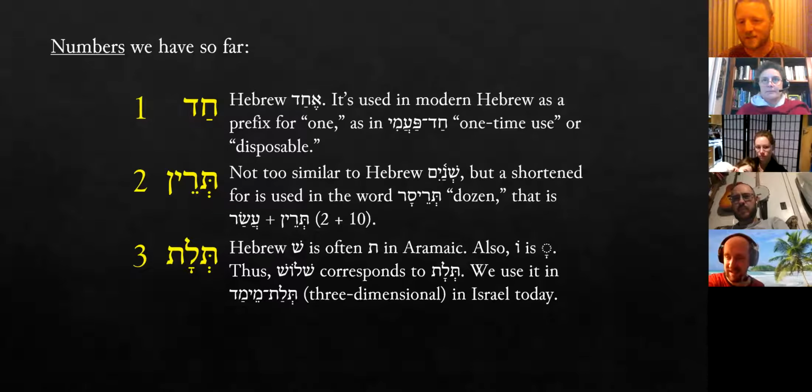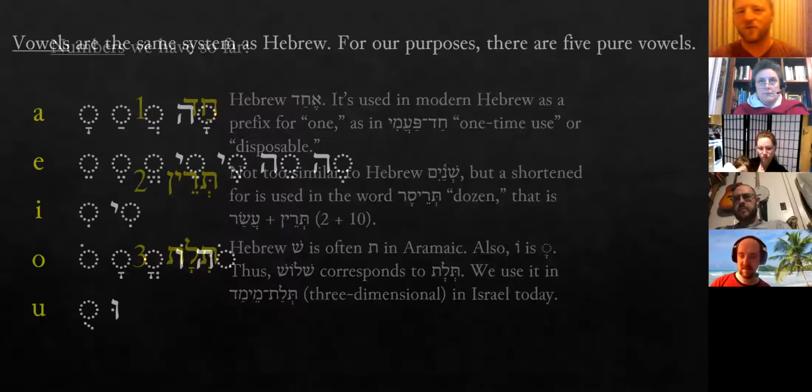We saw in the last lesson that shin and tav have this tendency to correspond to one another between Aramaic and Hebrew. And also that because of the Canaanite vowel shift, Hebrew's long A became long O. So shalosh becomes tlat. Tlat is 3. In modern Hebrew, we say tlat memad, 3-dimensional. Like we go to seret tlat memad, a 3D movie.